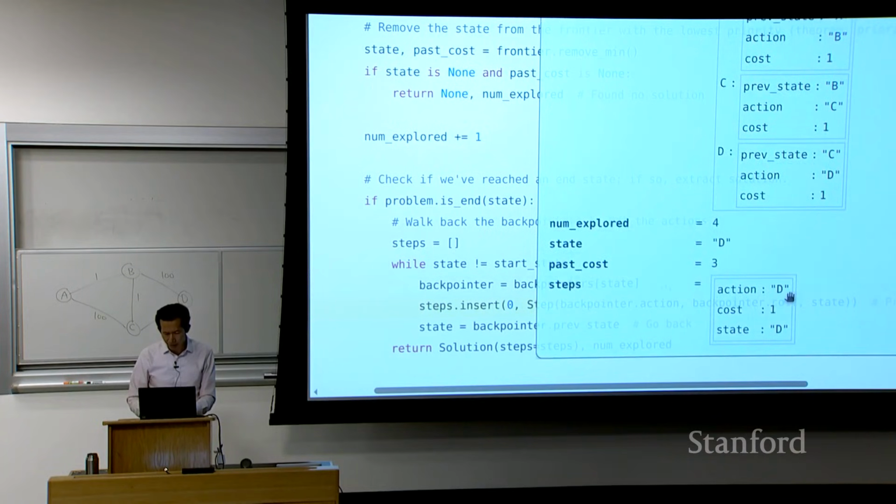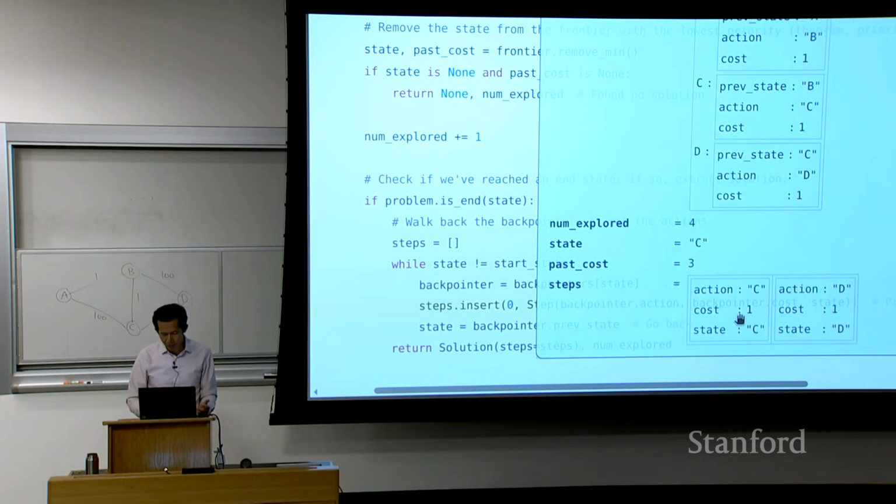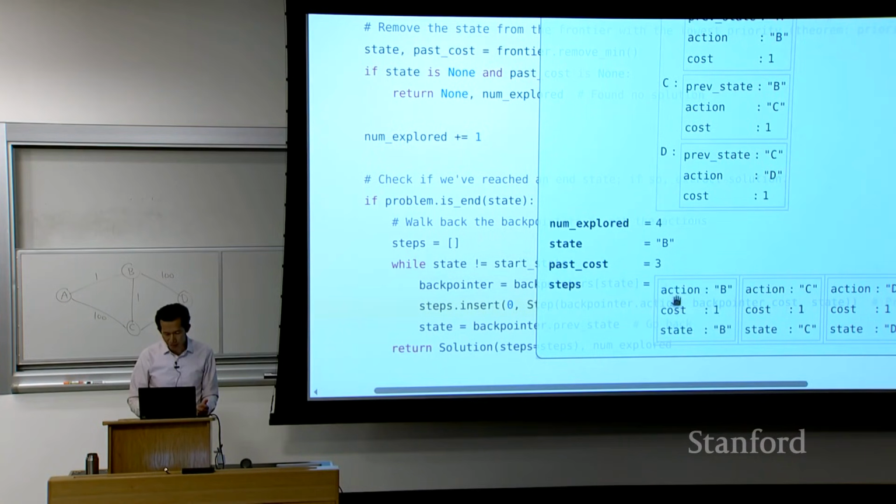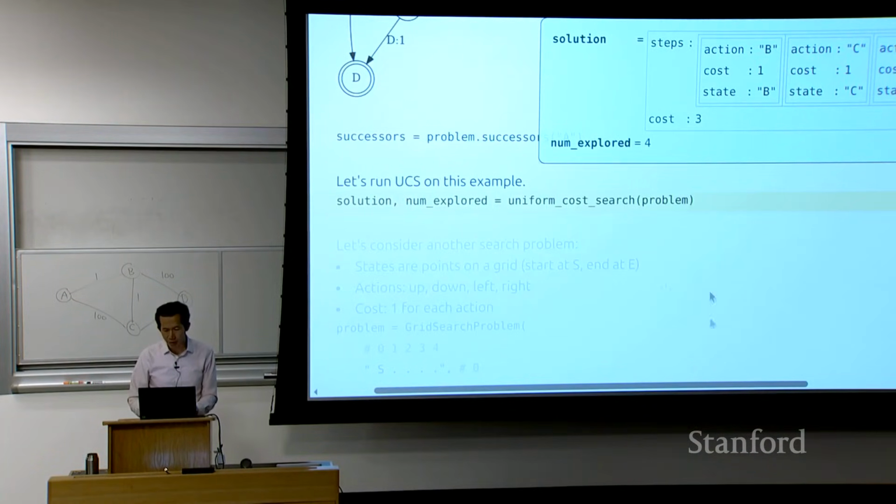I'm at D. And the last action I took was going to D. And now I go back to C. The last step to get to C was this action. Now I go back to B. And the last action to get to B was this action. Okay? So I can reconstruct that solution, and then I return it.